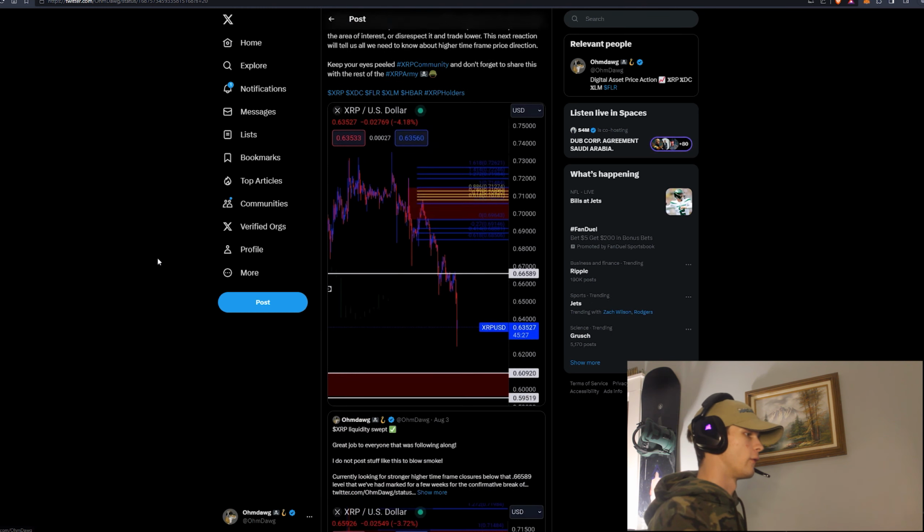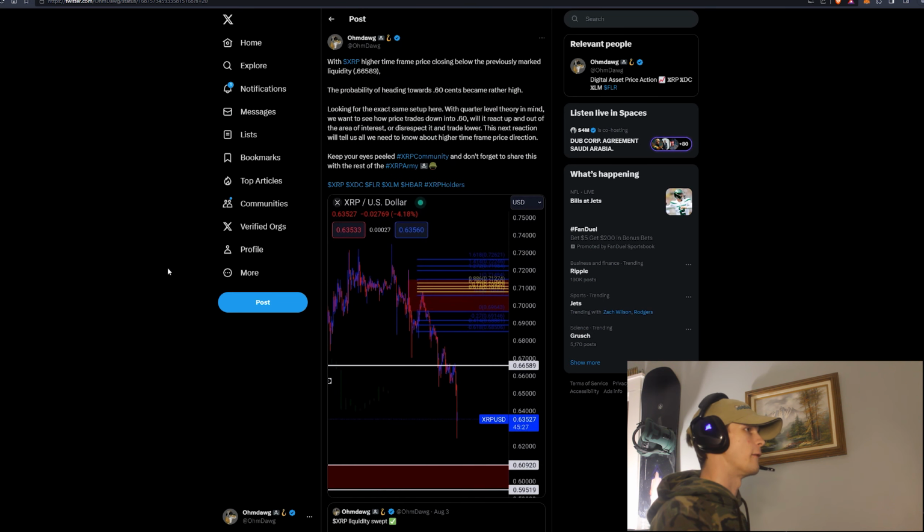But moving over, which day was this? This was August the 4th. I said with XRP, higher time frame price action closing below the previously marked liquidity, the probability of heading towards 60 cents becomes rather high. Looking for the exact same setup here.